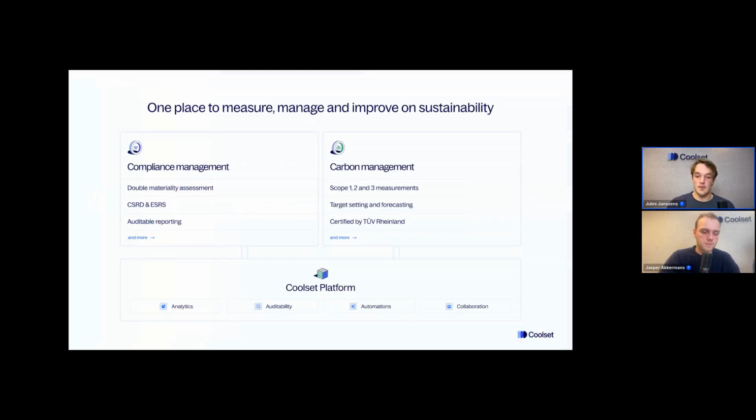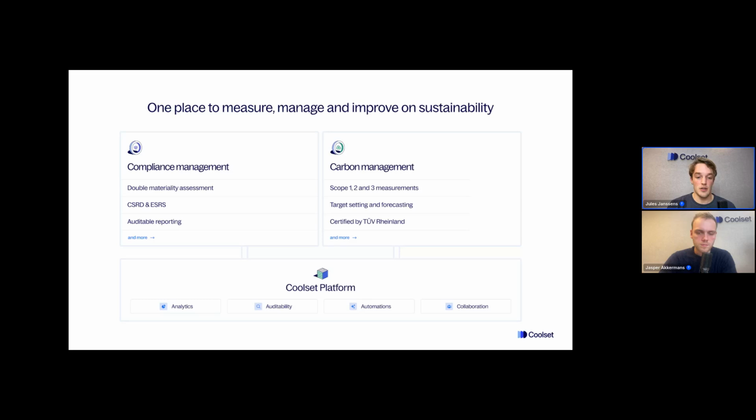So yeah, Jasper talked about all the challenges and all the data points that are required for ESRS E1. Here at CoolSet, we've developed an integrated sustainability platform where companies can manage all their sustainability needs in one place. One part of that is compliance management, where we cover end-to-end CSRD compliance, and the other part is carbon management, where we measure, analyze, and report on scope 1, 2, and 3 emissions from companies, which, as Jasper just told, is also an important part of ESRS E1.